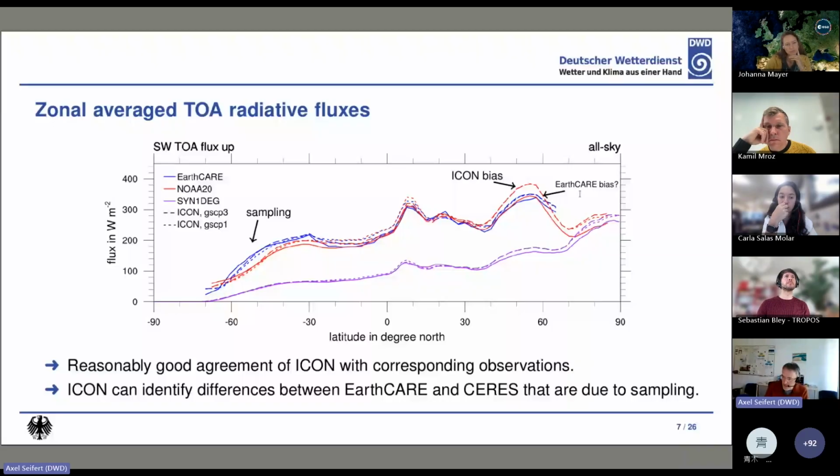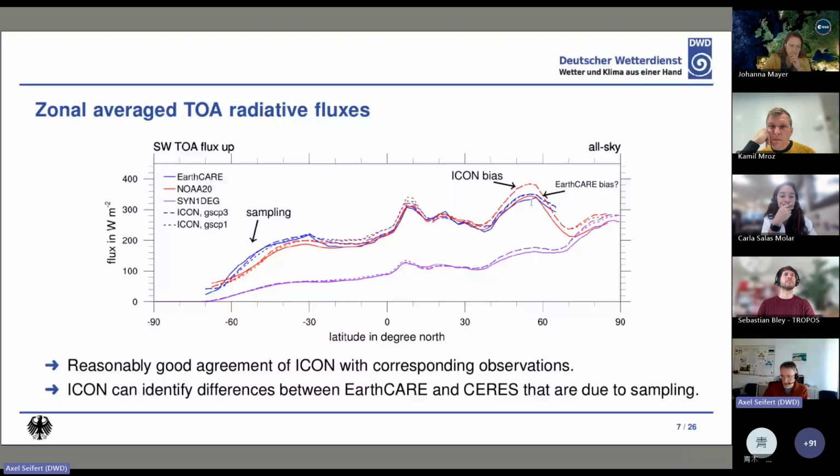Or you could turn it the other way around. Maybe CIRRUS has a bias and EarthCARE and ICON, which agree fairly well, are fine here, but I would still tend to say that CIRRUS is our gold standard, and we should think more deeply about what ICON and EarthCARE are doing in this region.